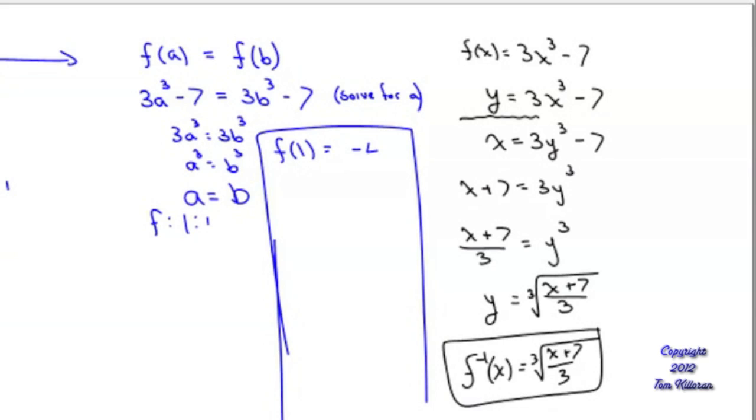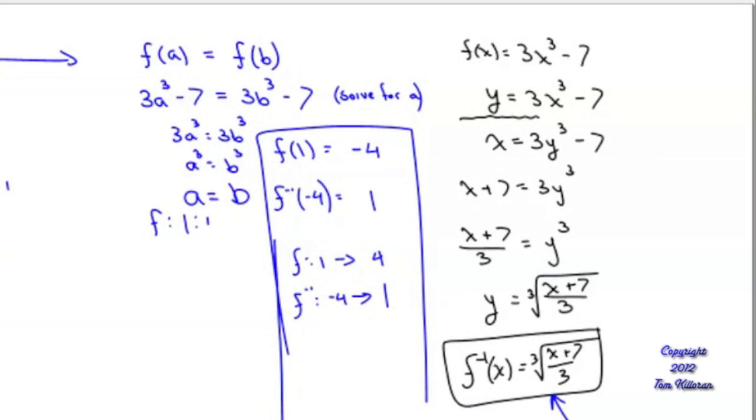Negative 4. All right. What is f inverse of negative 4 equal to? Now I have to look at this one down here. So you plug in negative 4. Negative 4 plus 7 is 3. 3 divided by 3 is 1. Cube root of 1 is 1. What happened? f took 1 and brought you to negative 4. f inverse took negative 4 and brought you back to 1. It's kind of cool. One goes someplace, the other one brings you right back.